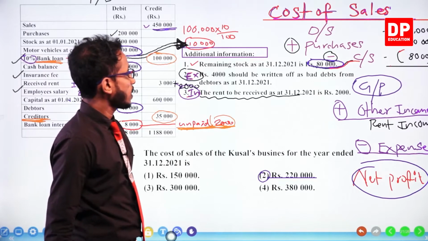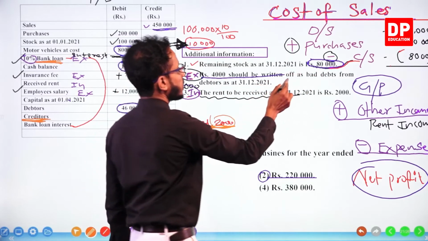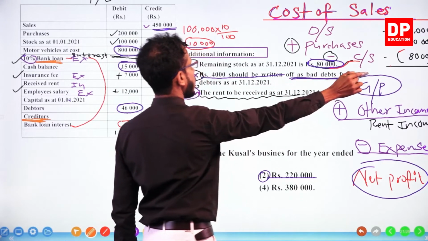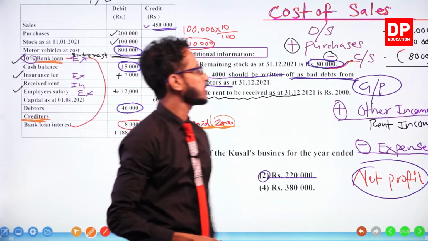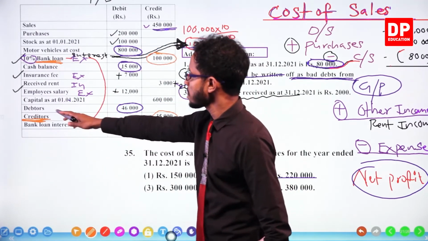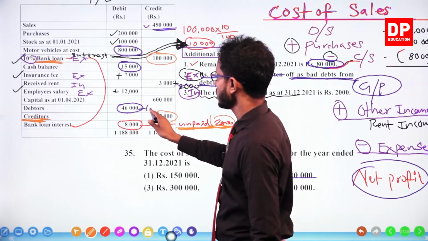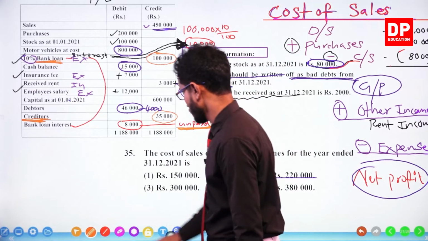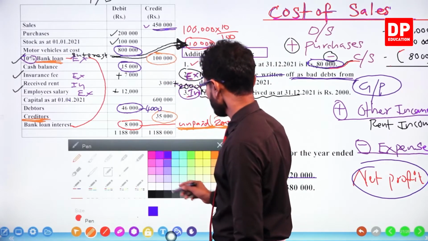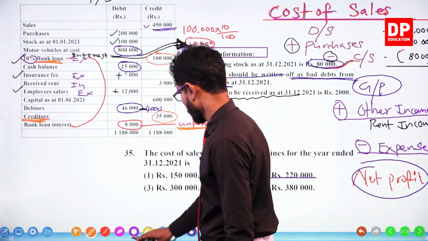Then, did you notice this? Written off from debtors. You can't take the debtors' given amount, although I have circled it. The bad debt should be subtracted, 4,000.